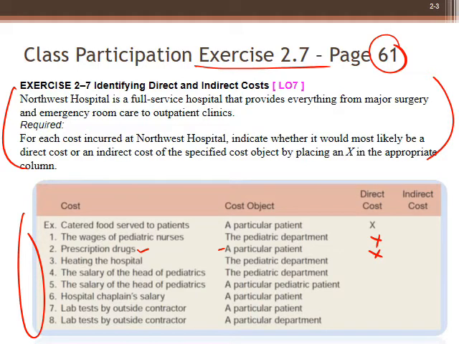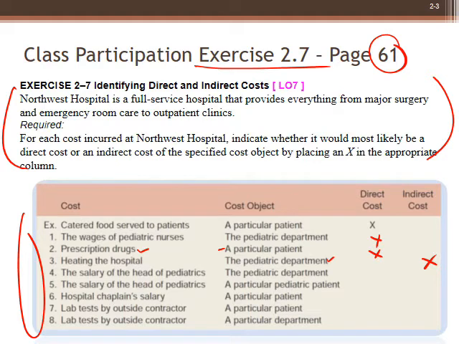Number 3 is heating the hospital, and the cost object is the pediatric department, and that is indirect cost, because the hospital is centrally heated, and this cost is not easily traced. How much heat is going to the pediatric department and how much heat is going to the cardiac department, and so on? So that goes to indirect cost.